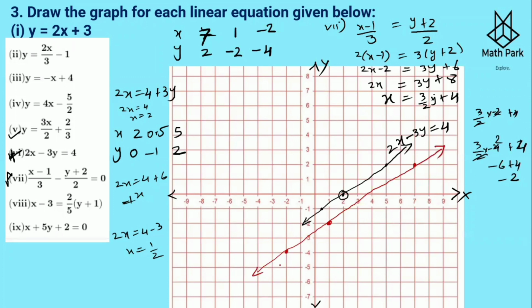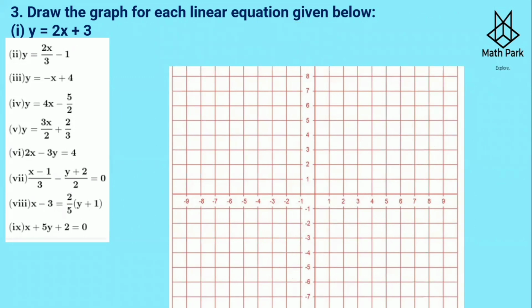Seventh one, the equation of this line is (x minus 1)/3 minus (y plus 2)/2 equals 0. Simplifying this, you get this equation. Make x the subject, then create the table, and then you will be able to do it. So two are left. Let us do that on another graph.